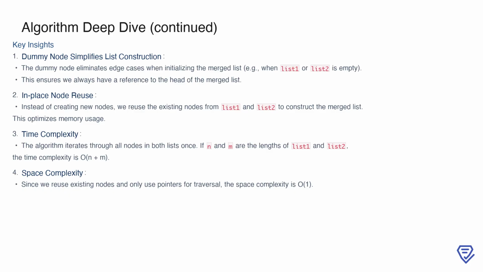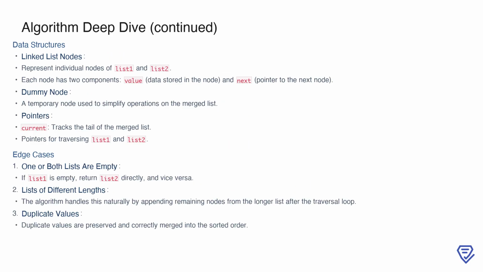Space complexity is O(1), since we only use pointers to traverse and manipulate the lists, without allocating additional memory for new nodes. The algorithm relies on a few core data structures. Each node in list 1 and list 2 contains a value and a pointer to the next node. The dummy node is a temporary node used to simplify operations on the merged list, and the current pointer tracks the tail of the merged list as we build it. Additionally, we use pointers to traverse the input lists.